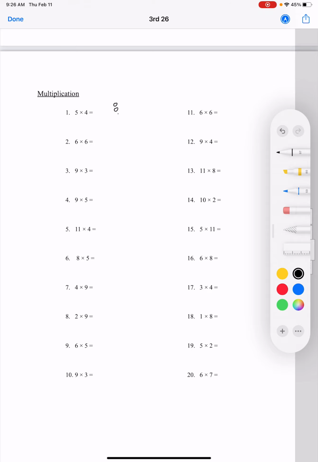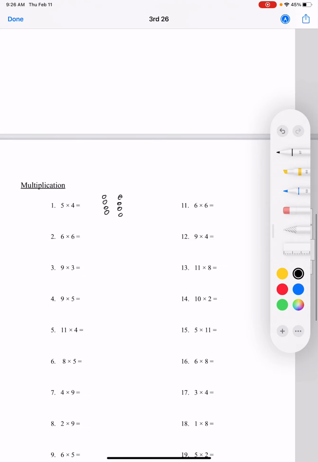So 1, 2, 3, 4. 1, 2, 3, 4. 1, 2, 3, 4. 1, 2, 3, 4. 1, 2, 3, 4. So there's 5 groups of 4.